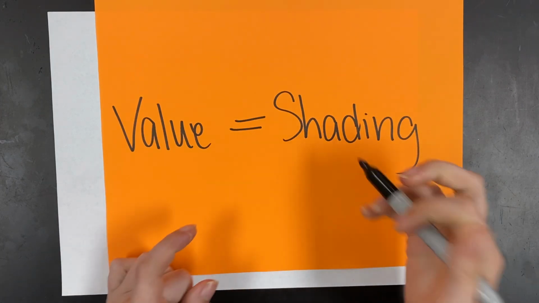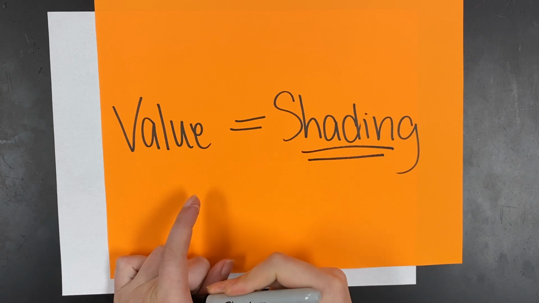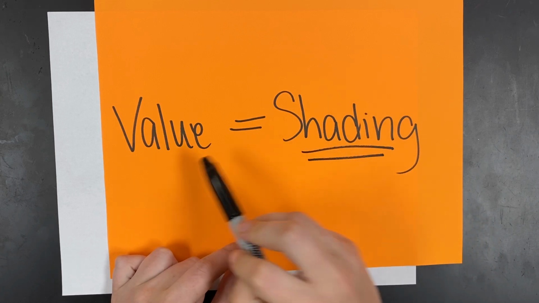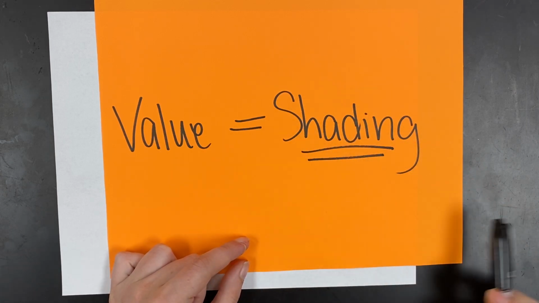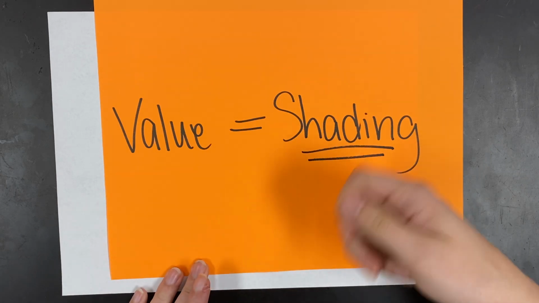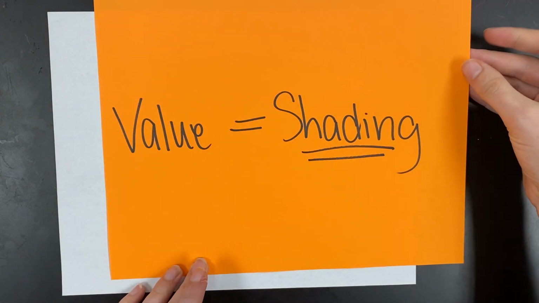Sometimes the word shading kind of sticks in everybody's mind a little bit better, so I try to include that. Value is basically the same idea as learning how to shade, all right? You're wanting to learn how to shade, how to include more shades in your drawing, all right?